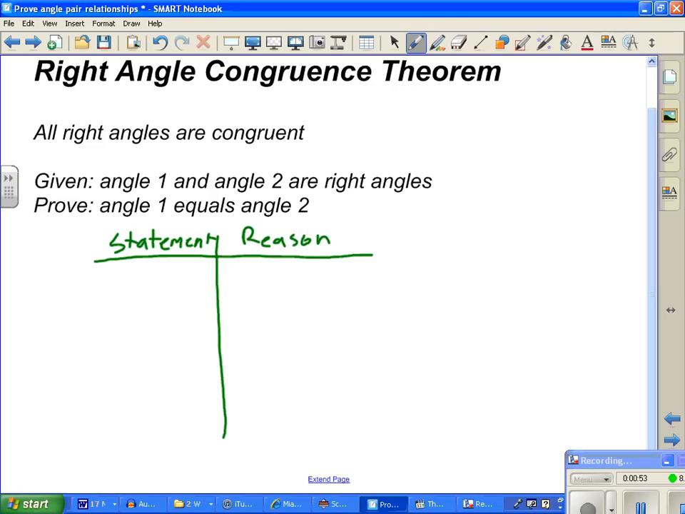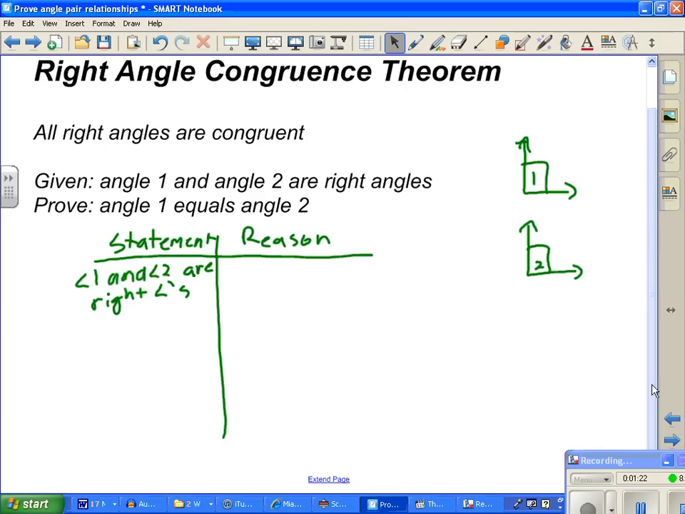First thing they give us is the given. Angle 1 and angle 2 are right angles. Okay, so I can do this if I want to keep myself straight. Angle 1, angle 2, and I know they're both right angles. Okay, draw a picture. Pictures help big time. Prove angle 1 equals angle 2. Okay, well, this is given. That's my reason for this.